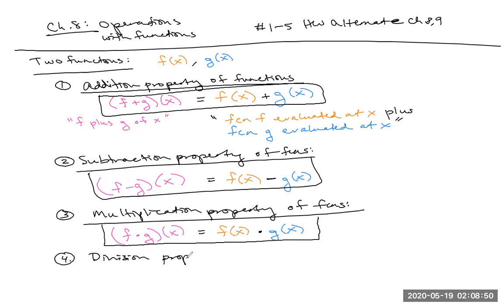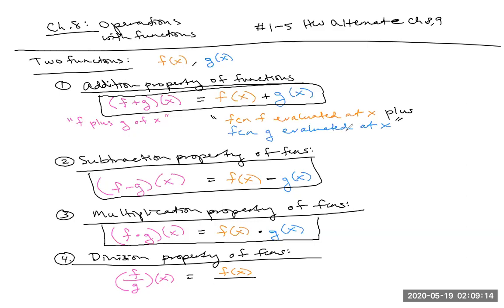So division property of functions, you're going to have f divided by g of x, and that will be equal to your function f evaluated at x divided by your function g evaluated at x. Now for this part, you need a condition, because remember, you never want your denominator to be equal to 0, otherwise you have an undefined function. So g of x cannot be 0.